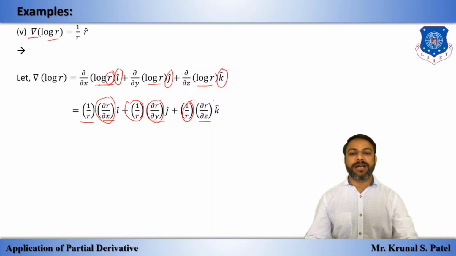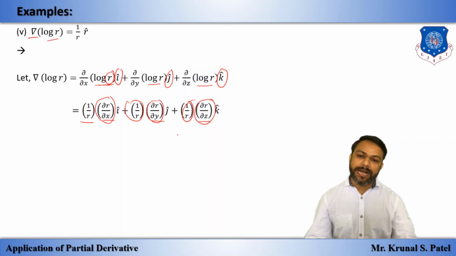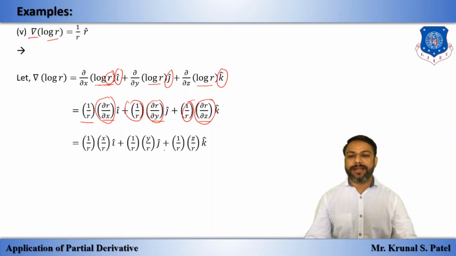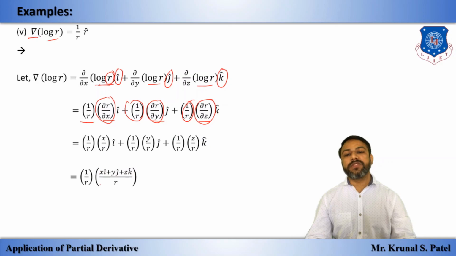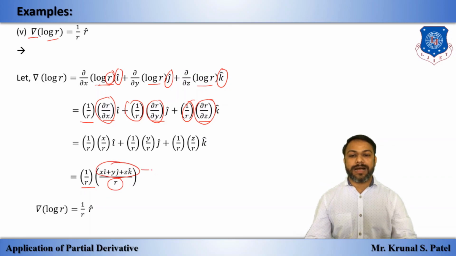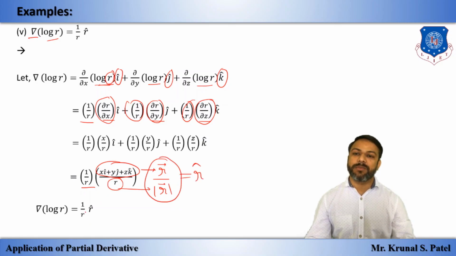Now what is the formula of these three? We know that x by r, y by r, and z by r. So we can take r square common, or we can take 1 by r common only. So the denominator is r, and this is our vector r. So vector r, and we know that this r is what? The magnitude of vector r. So vector r upon magnitude gives us r cap. So r cap into 1 by r, this is our final answer.